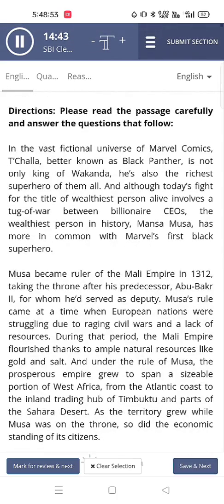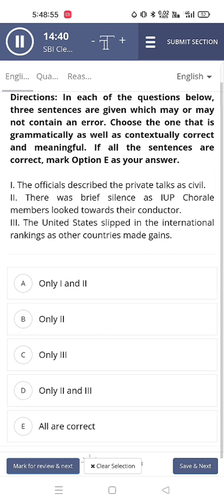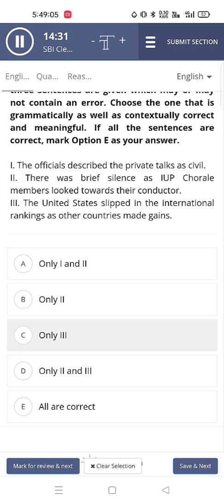We will skip the RC and move to these questions. We have to choose the sentence that is grammatically and contextually correct and meaningful. The officials described the private talks as civil. It seems right. The officials described the private talks as civil. There was brief silence as the choir members looked towards their conductor. The United States slipped in the international rankings as other countries made gains.